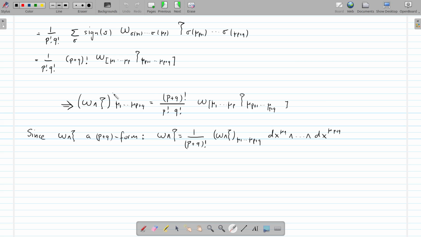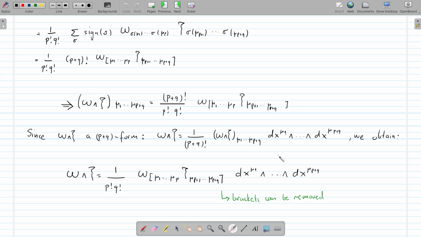So, since these are the components of omega wedge xi, then we can write omega wedge xi in terms of its components in this form, as we can do with any p plus q form. So if we substitute the expression we just computed here, the p plus q factorial cancels out, and omega wedge xi can be written as the linear combination of the products of the components of omega and xi.